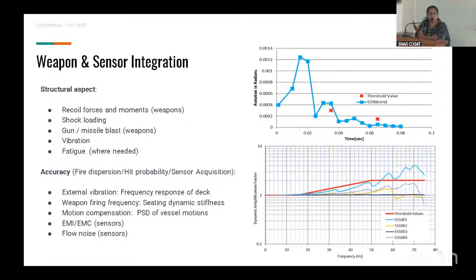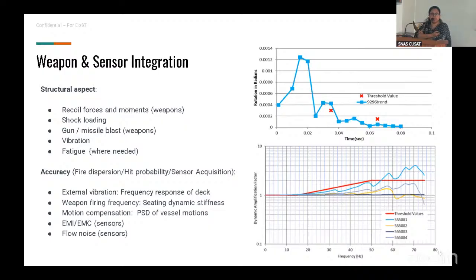Now coming to weapons and sensors. The seatings of the foundations for these weapons are to be handled much differently from those for normal equipment like compressors. Because in the case of weapons, there are two aspects, structural aspects and accuracy aspects. So the structure should be strong enough and the accuracy should not be affected.